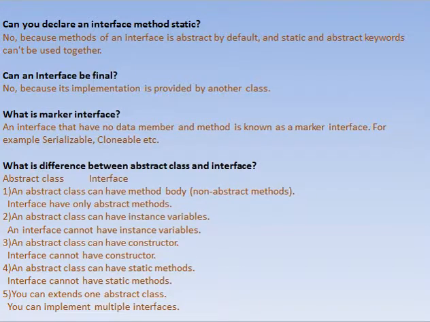Three: an abstract class can have constructor. Interface cannot have constructor. Four: an abstract class can have static methods. Interface cannot have static methods. Five: you can extend one abstract class. You can implement multiple interfaces.